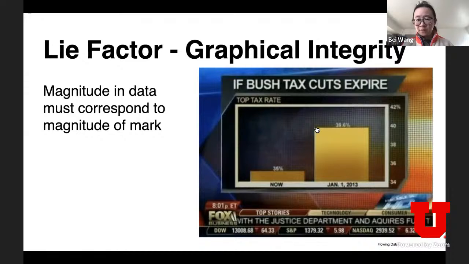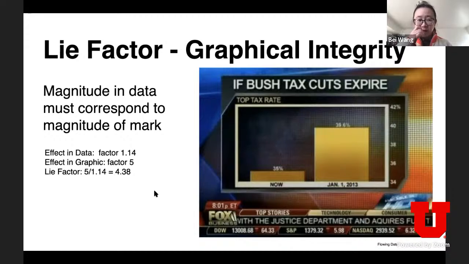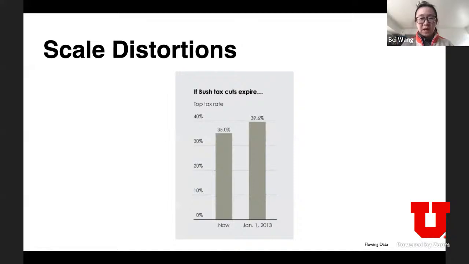If you look at this visualization carefully, on the y-axis it has a gap of 2, but this visualization is not really showing the right proportion. In other words, the effect in the data has a factor of 1.14, while the effect in the graphics has a factor of 5, so the lie factor in this particular visualization is 4.38. Now there's a second one, which is again a scale distortion. Again, you're distorting the scale to emphasize or de-emphasize the differences between different percentages.